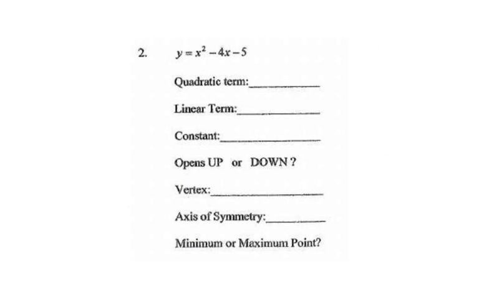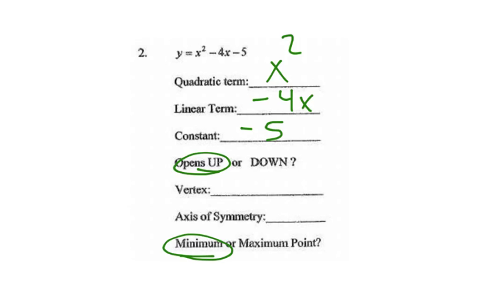Okay, let's try another one. Number 2, your quadratic term is x squared. Your linear term is negative 4x, and your constant is negative 5. X squared is positive, so it opens up. If it opens up, my vertex is a minimum. Now I'm ready to go to my calculator.